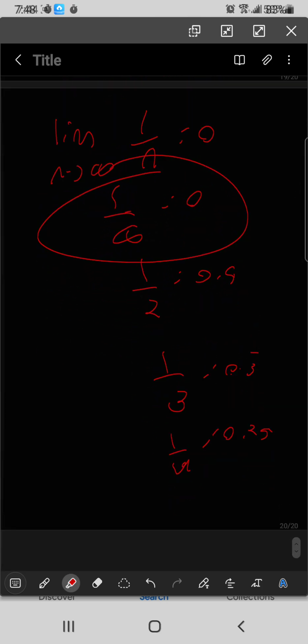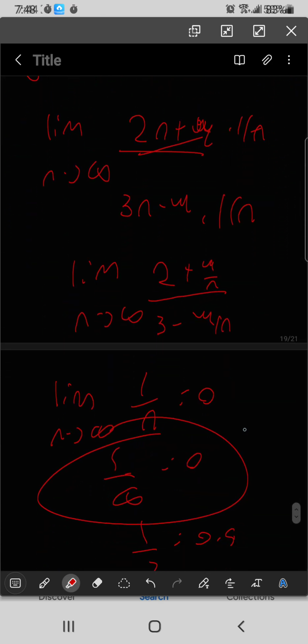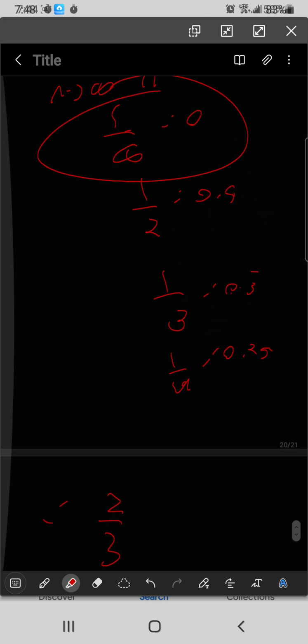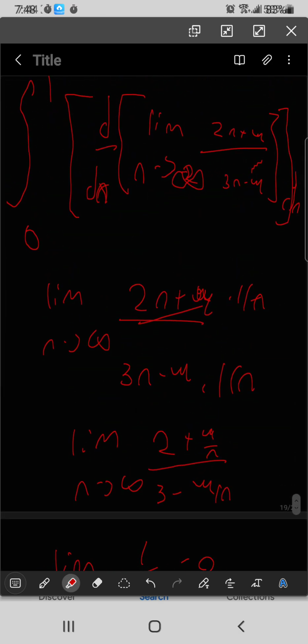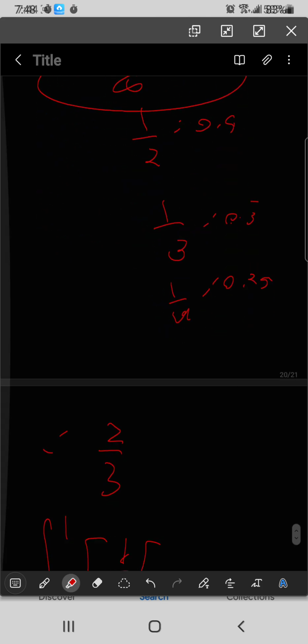So therefore, we now have 4 divided by infinity, which is 0, and minus 4 divided by infinity, which is 0, so we have 2/3. So we have the integral evaluated from 0 to 1 of the derivative d over dn of 2/3 dn.